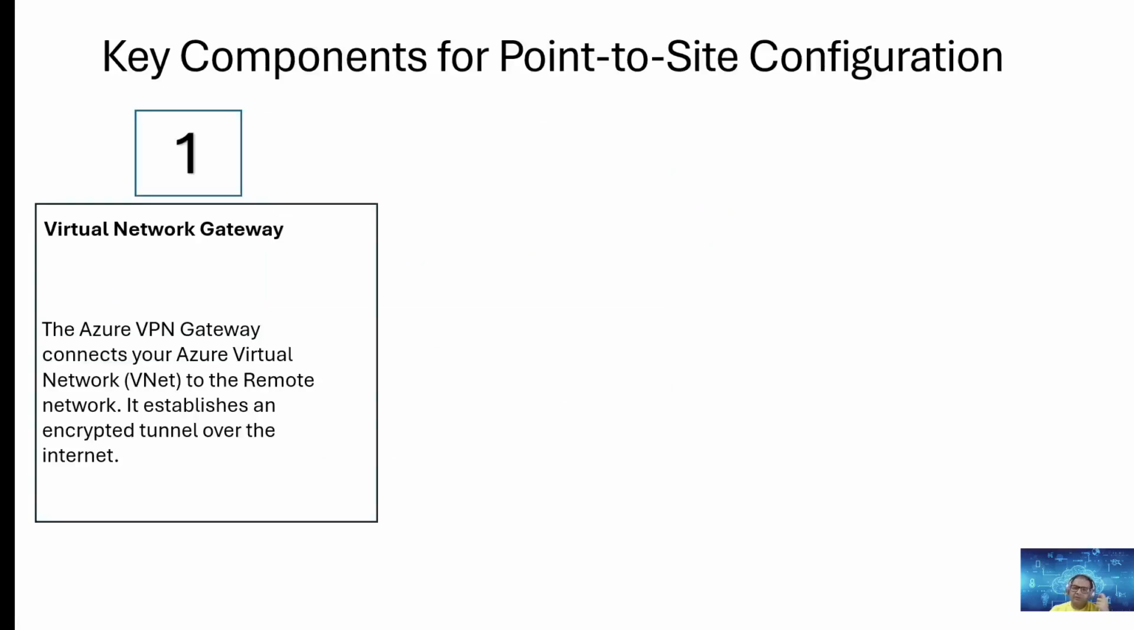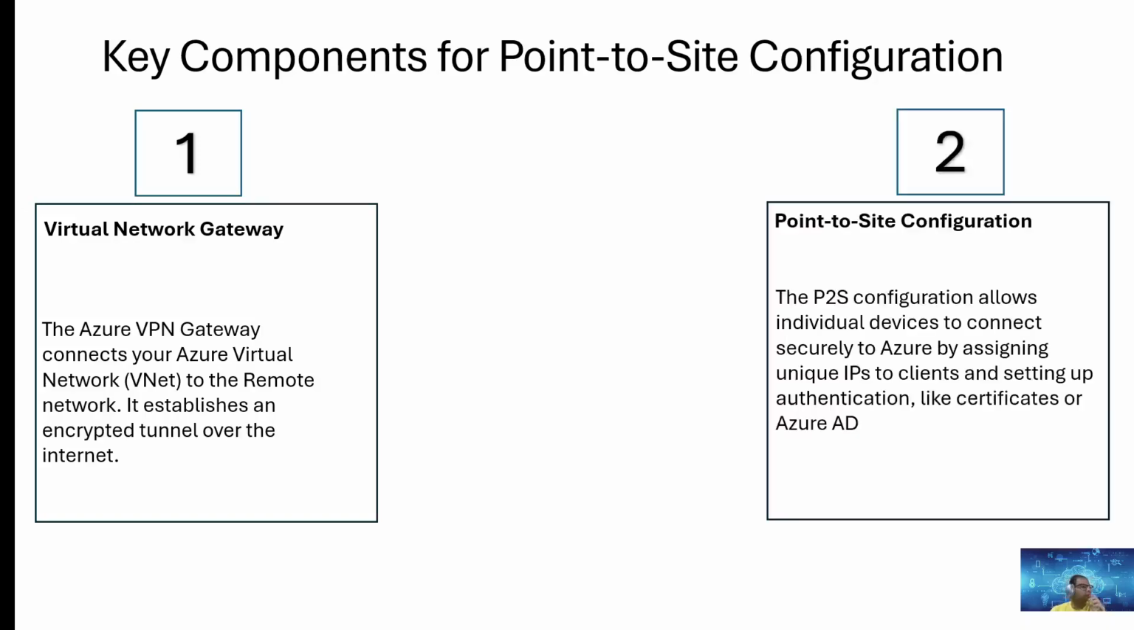Now, let's go through some key components for point to site configuration. First, we have the Azure Virtual Network Gateway. This connects your Azure VNet to the remote network. It establishes an encrypted tunnel over the internet.